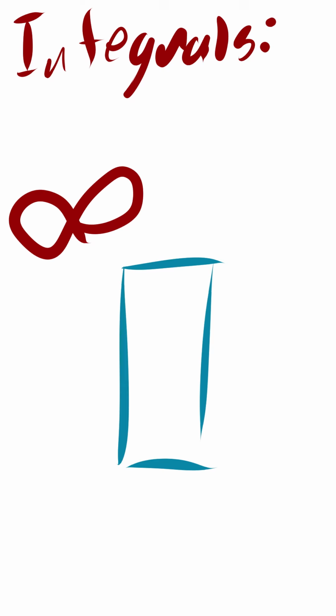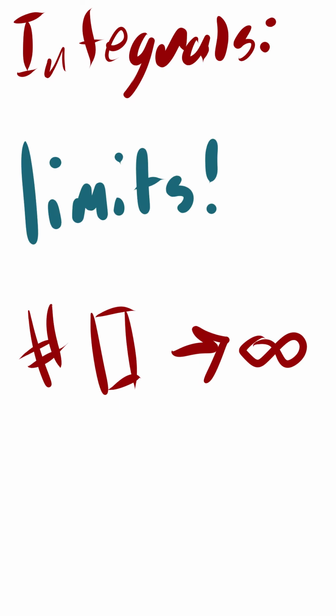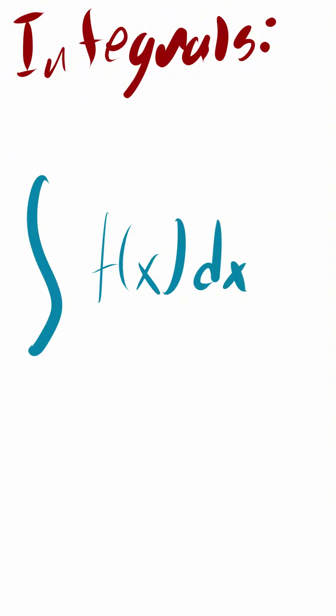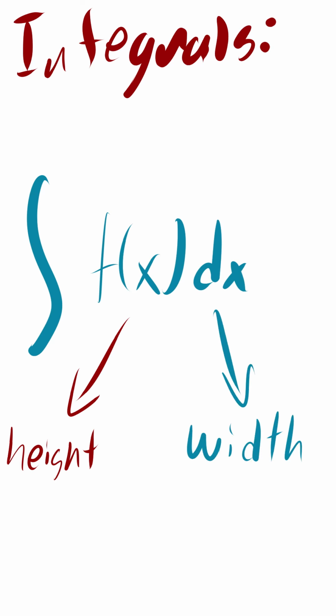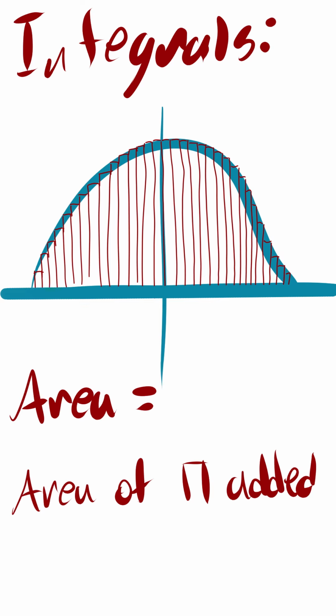They do this by using an infinite number of rectangles, which is where limits come into play since we can't multiply by infinity. The equation for an integral is the integral of f of x dx. F of x represents the height of the rectangles, and dx represents the width of said rectangles. All integrals essentially do is use rectangles to find the area under a graph.